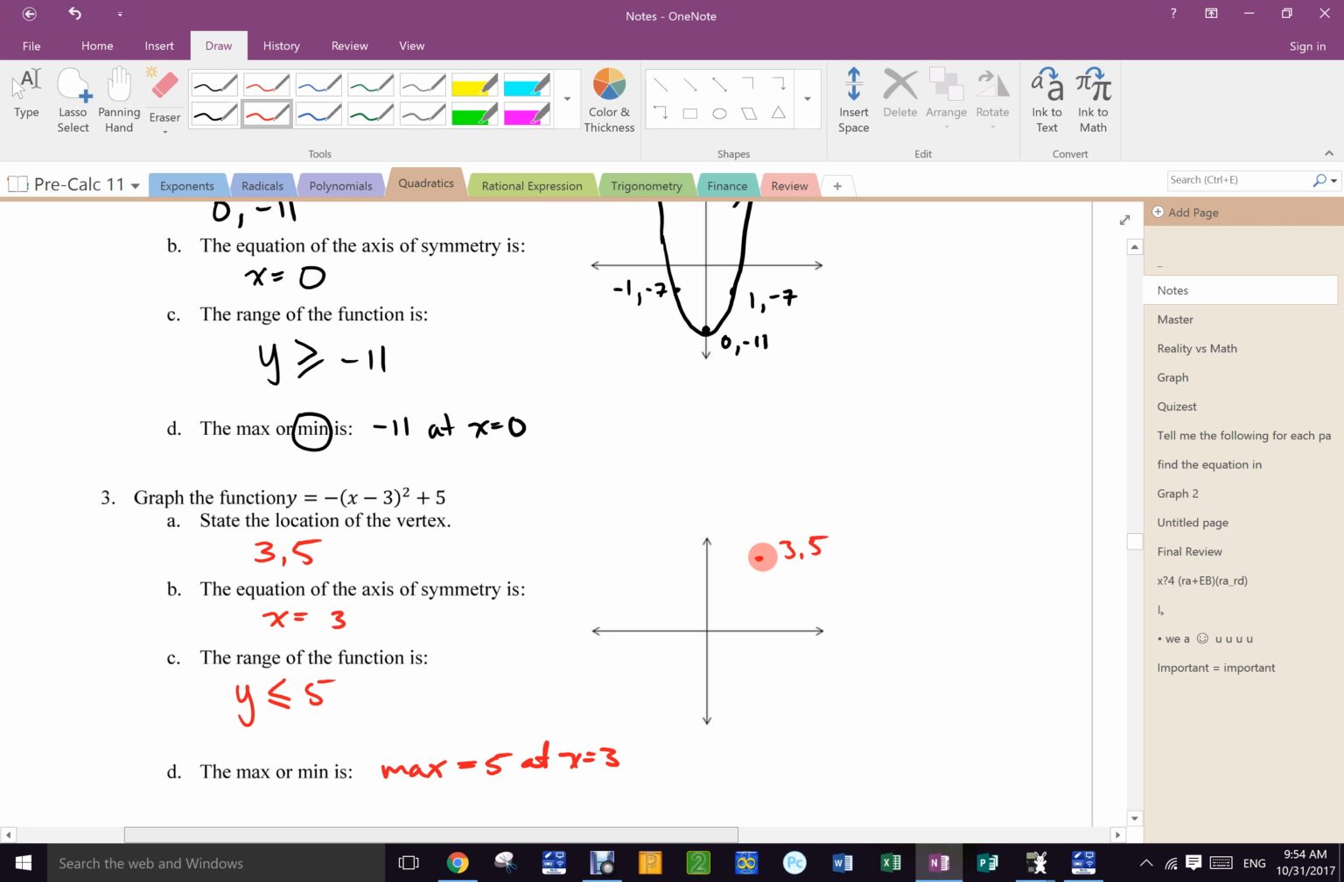Now, it goes downwards. Is there any stretch? No, so it's over 1, down 1. So what's that point? 2, 4. And then what's the other point over here that's got the same y value? 4, 4. And then, sad parabola.